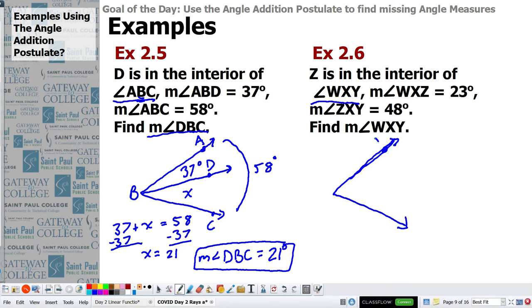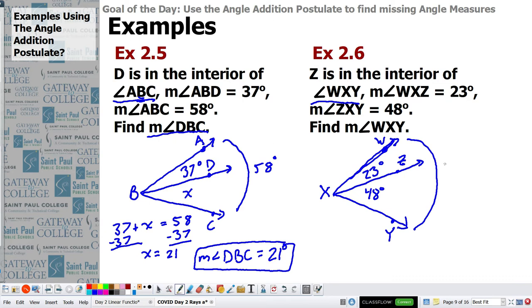So W, X, Y. Yes, Y. And Z is in the interior somewhere. Connect X and Z. All right, now I'm going to start doing my labeling. The measure of angle WXZ, that's the top, is 23 degrees. And the measure of angle ZXY, the bottom angle, is 48 degrees. Find the measure of angle WXY. Find the whole thing, right?